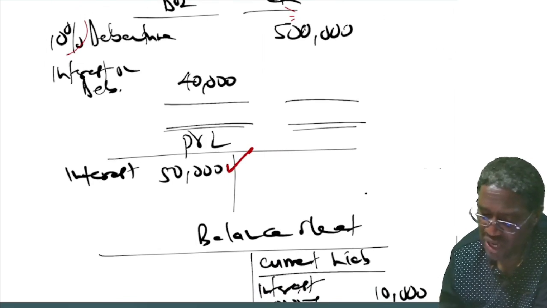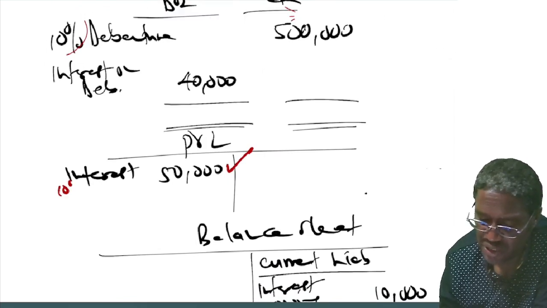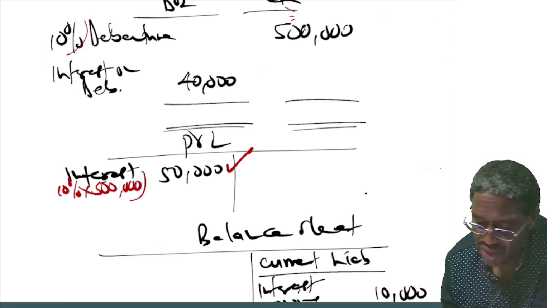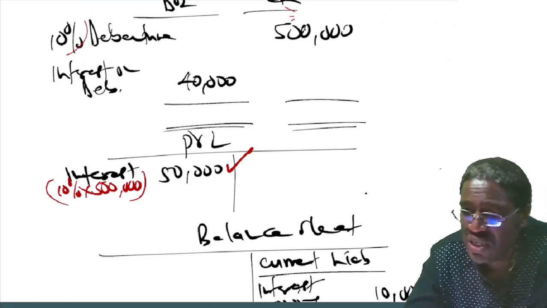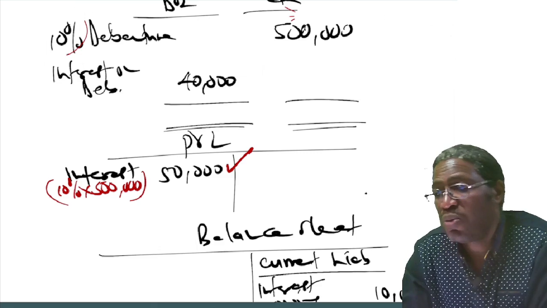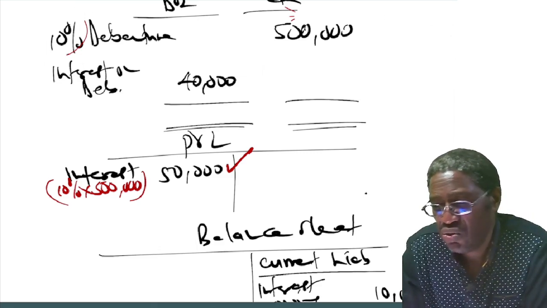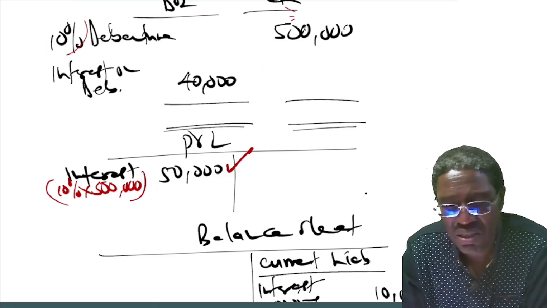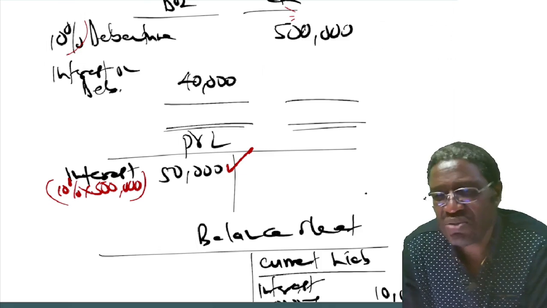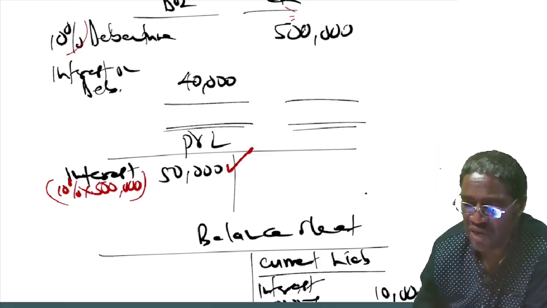You may want to remind yourself, how did we get that 50? We took 10% of the 500,000. Why did we take 10% of 500,000? Because the rule says you prepare your financial statements on accrual basis. You recognize costs when they are incurred, but not when money is paid. So in the income statement, you will have that 50, 10% of 500.